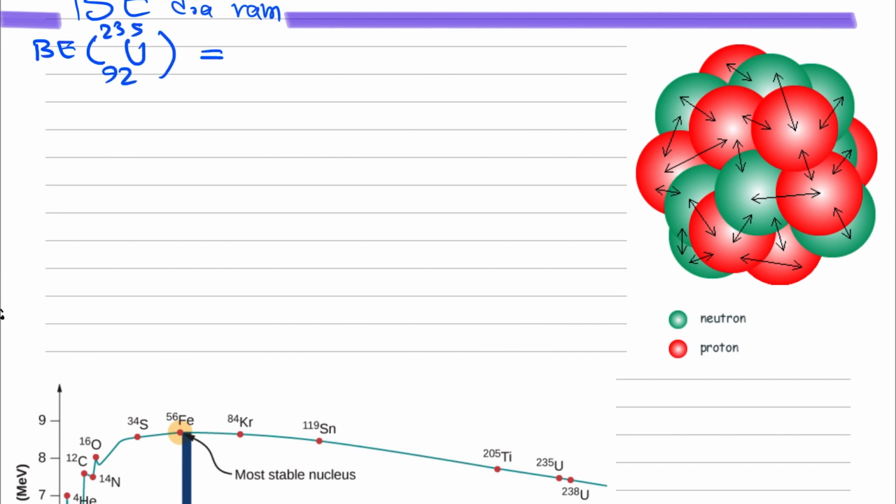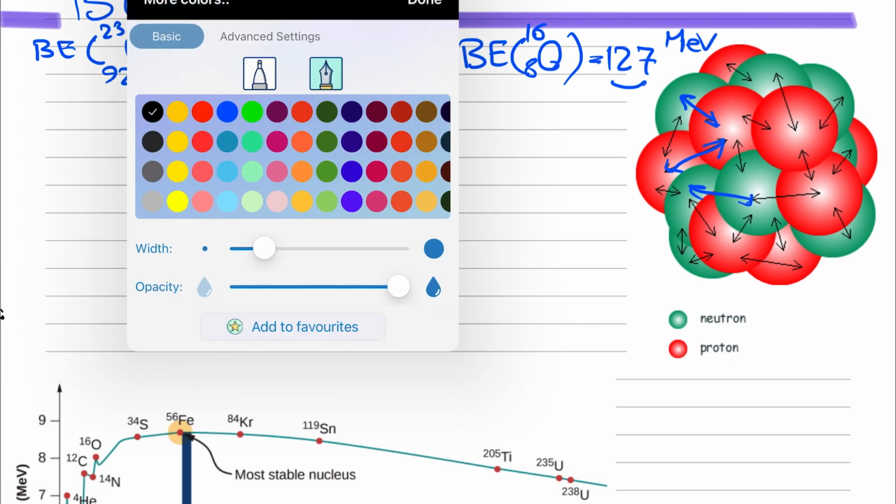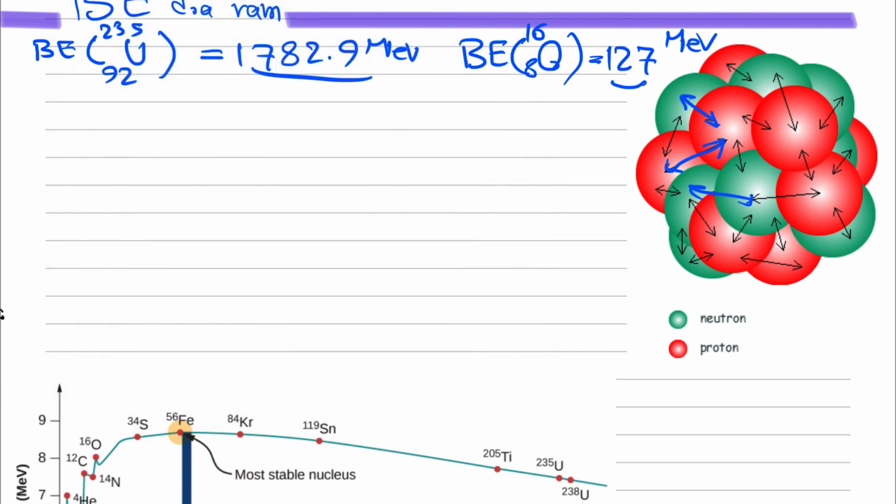It was about 1782.9 mega-electron volt. And we can calculate the binding energy of, for example, oxygen-16, which is about 127 mega-electron volt. Binding energy actually is the amount of energy required to break apart all bonds between nucleons, between neutrons and protons. If we compare these two values, we see that uranium requires more energy than oxygen.